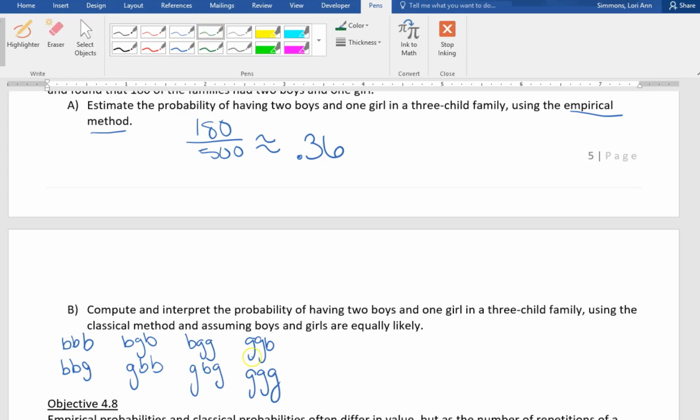So this is a classical method. Okay. So how many ways can 2 boys and 1 girl occur? 2 boys, 1 girl. So I'm seeing 3 out of the total, which is 8. So this is 0.375. So the more times we did this, 500 trials, if we did this maybe 1,000, this empirical probability is going to get closer to the classical.